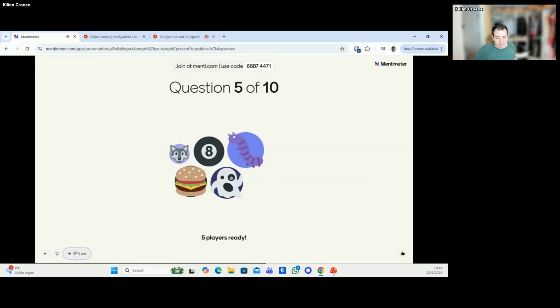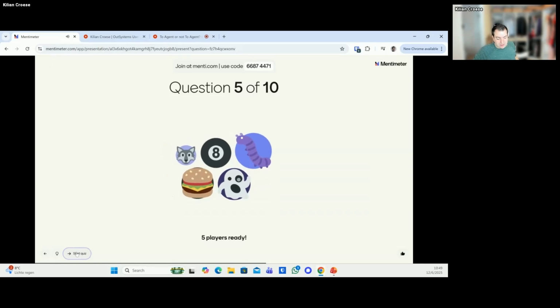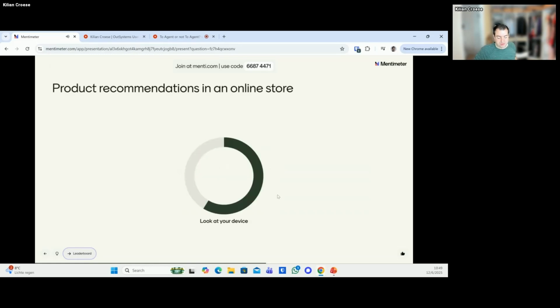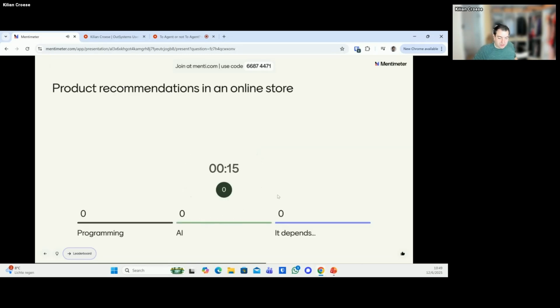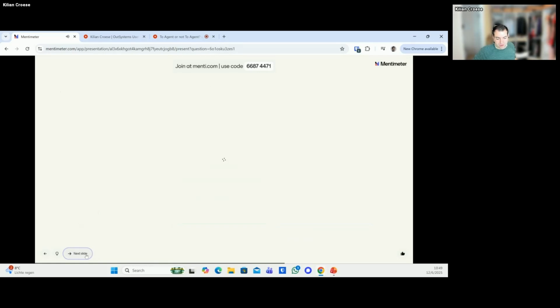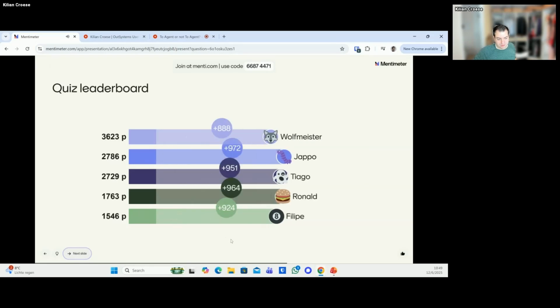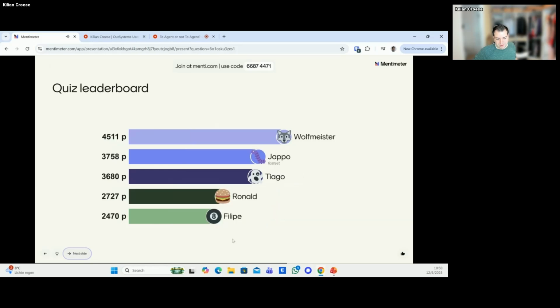Okay, last question before we get a score to see where you are and how you're competing with the rest. Product recommendations in an online store. So hey, I'm looking at shoes, and hey, you might like these other shoes too. Alrighty, let's see how everyone is doing. So Jeppo is fastest, I think maybe with the last question, but Wolfmeister is still leading the pack. Okay, 5 more questions to go.